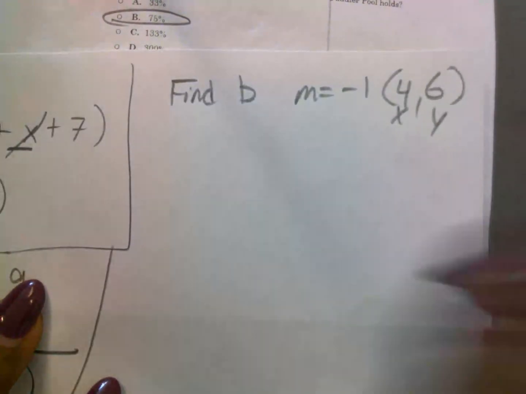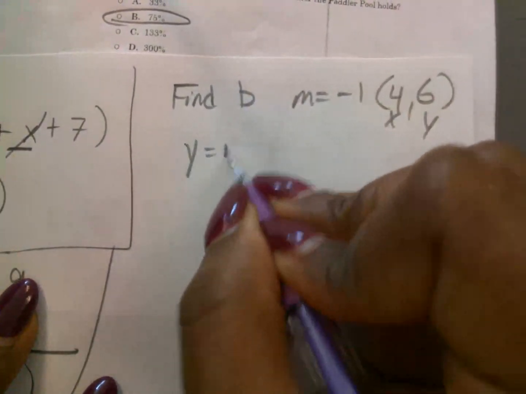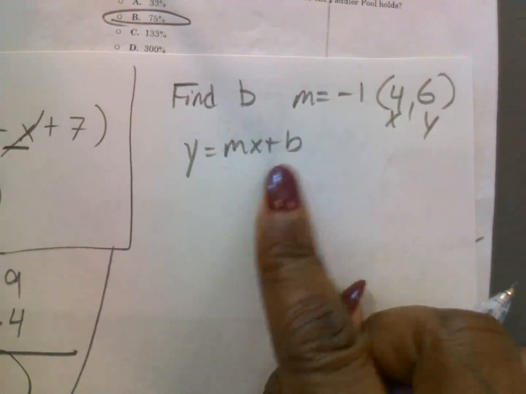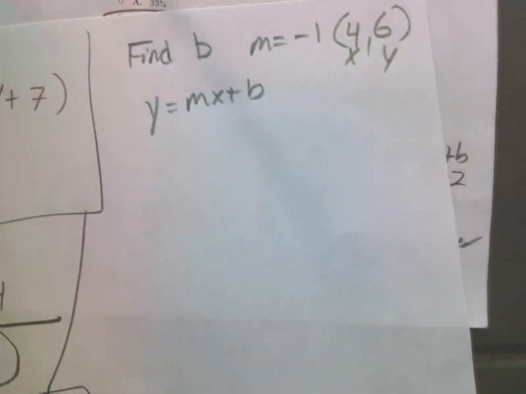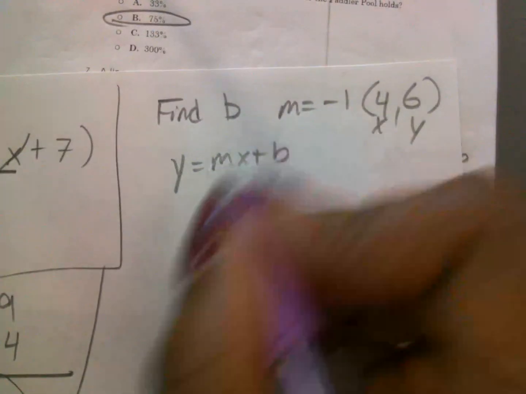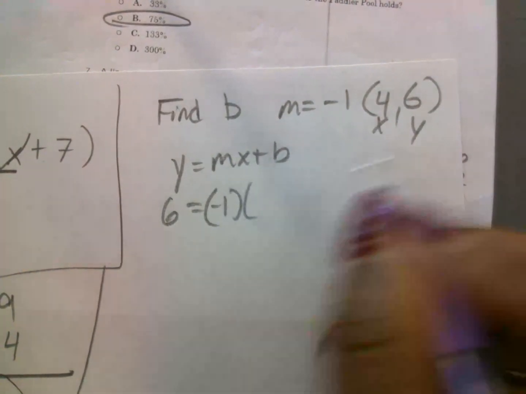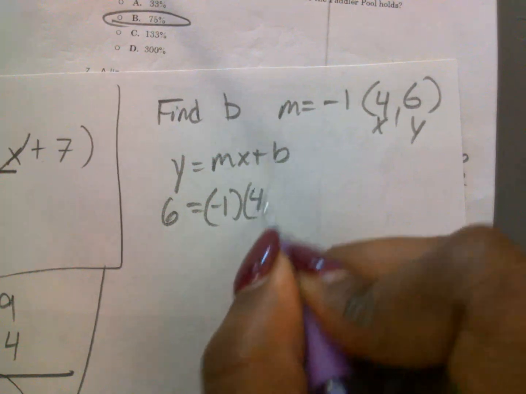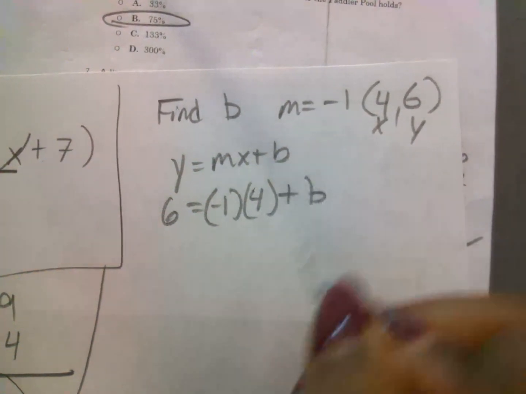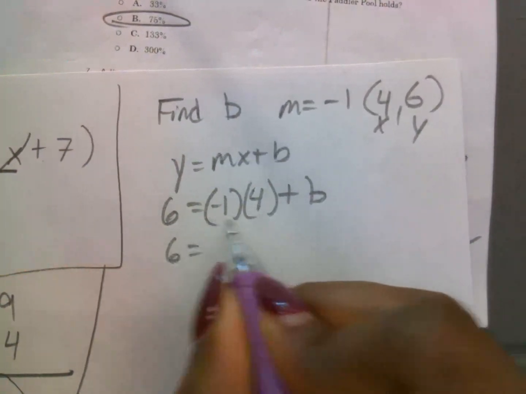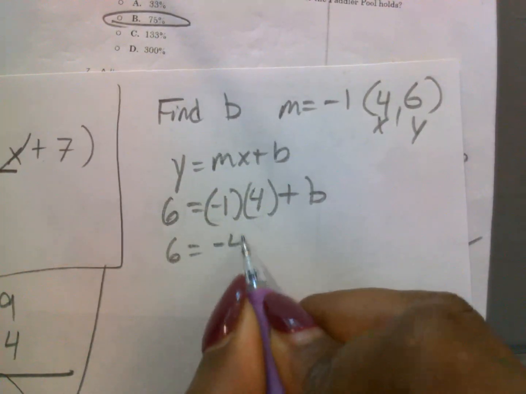To find B, you use y equals mx plus b. Which number are we plugging in for y? 6. M, negative 1. And then x, 4. Then bring down the plus b. So this gives me 6 is equal to, what does this give me? -4 plus b.